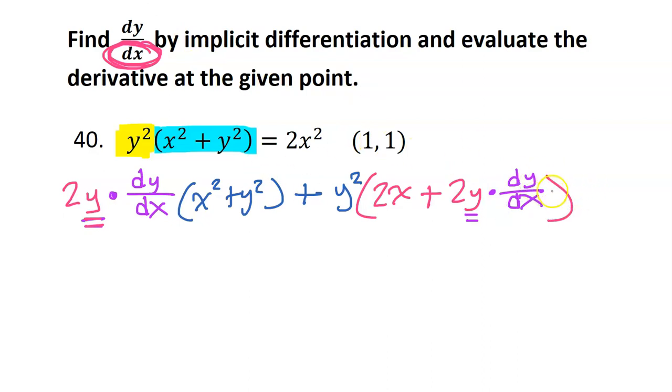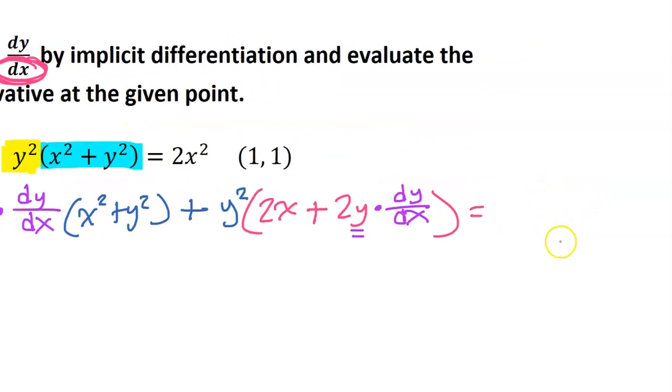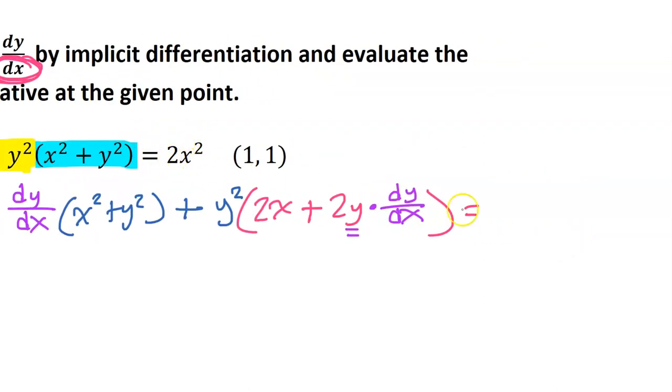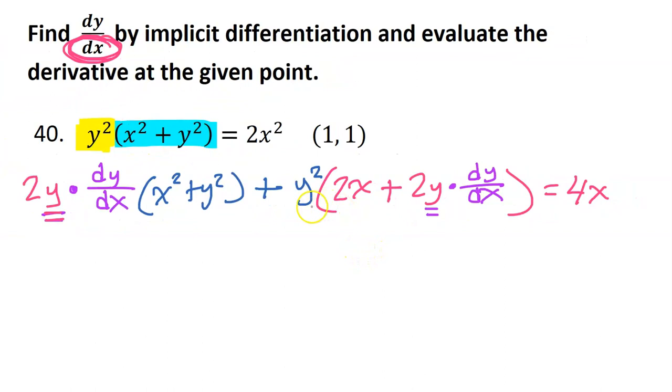All right, now I'm moving to the other side of the equation, and I'm just doing the chain rule. So 2 times 2 is 4. And that's it. Okay, so I need to evaluate this at the point (1, 1), and ultimately I need to find the value of dy/dx. But I think I'd like to go ahead and substitute 1 for x and 1 for y right now.